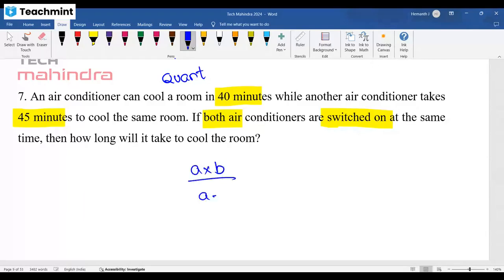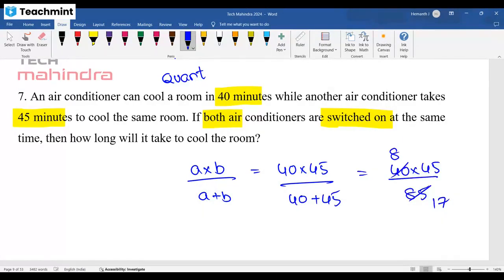As time is less, I'm giving you the short way. So the denominator should be 85, and the numerator 40 into 45. This is 5 17 times, 5 8 times. It should be like 360 upon 17. 2 times 34, still you have 20, means 21, 3 by 17 minutes.